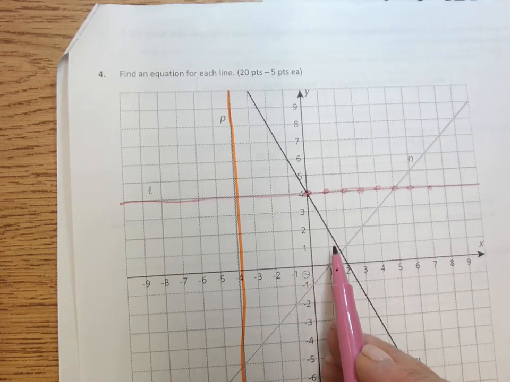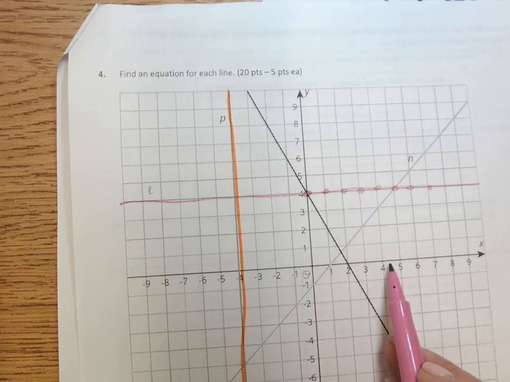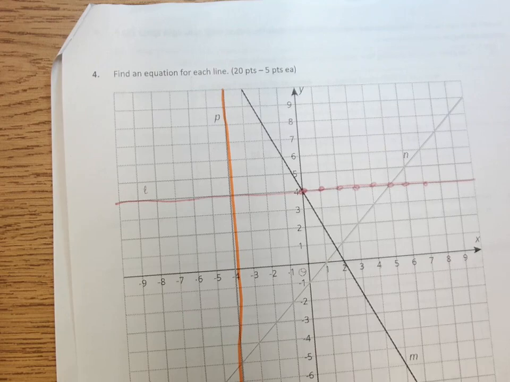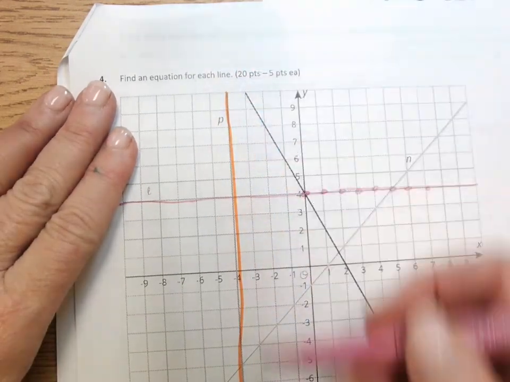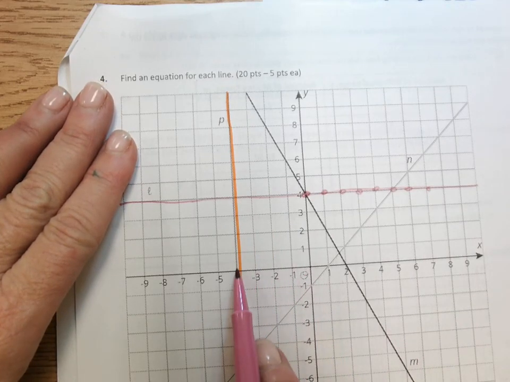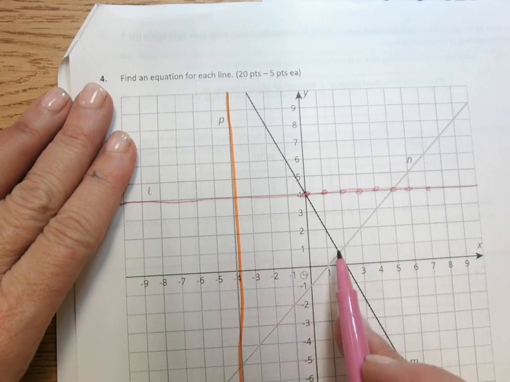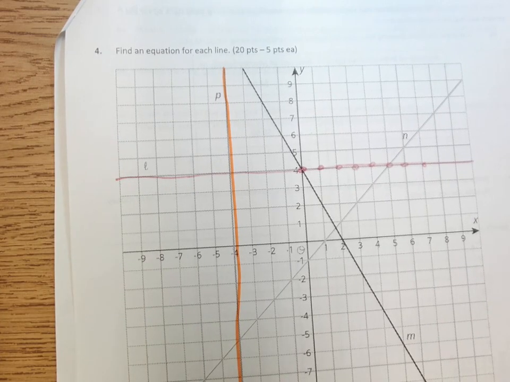So if I go over 1, up 4, over 2, up 4, over 3, up 4, over 4, up 4, over 5, up 4. This equation is y equals 4. The vertical line is back 4, up 0, back 4, up 1, back 4, up 2, back 4, up 3, back 4, up 4. So P's line is x equals negative 4.